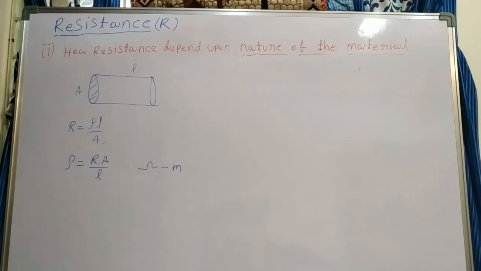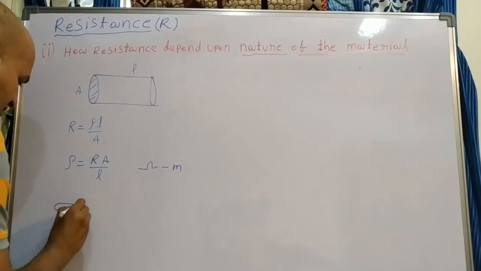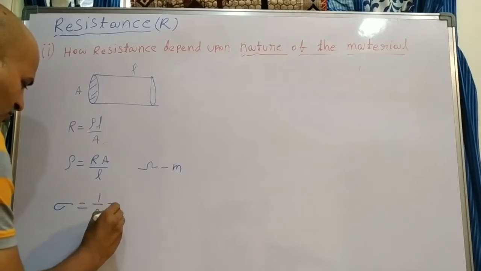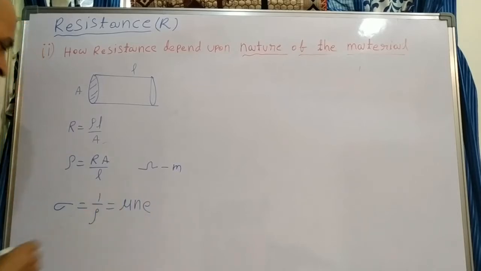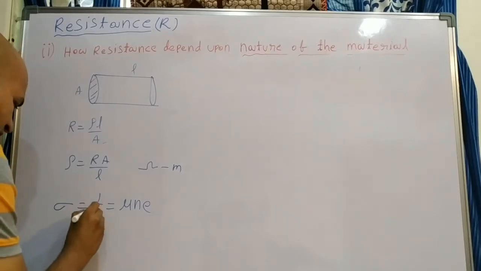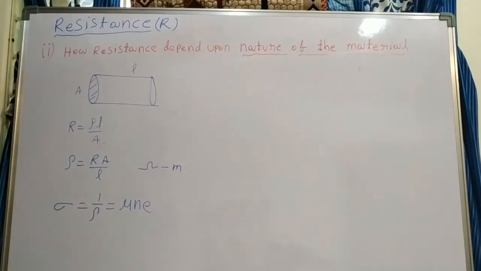So what is the resistivity formula? We have one relation: sigma, conductivity, is equal to 1 by rho, which is equal to mu N e. Mu is the mobility of the charged particle, N is the number of free electrons per unit volume, and e is the charge of the electron. You see here, N is more, rho value is less. Materials which behave like good conductors, like copper, silver, gold, have more free charges. Resistivity less means resistance also less.